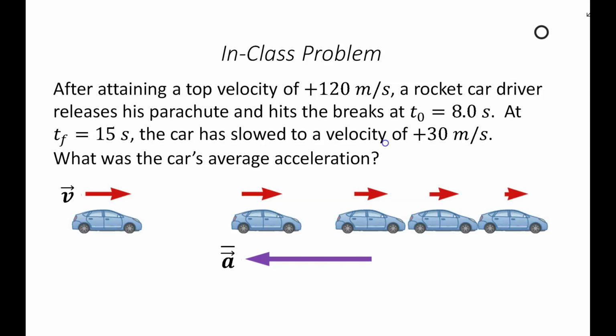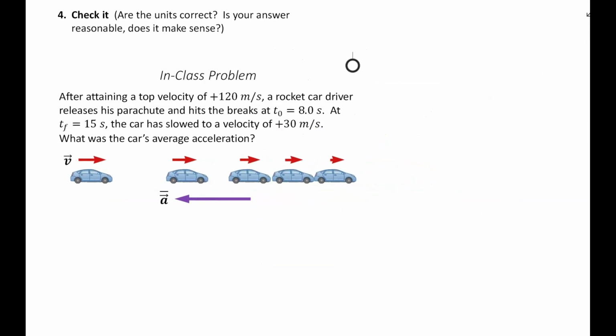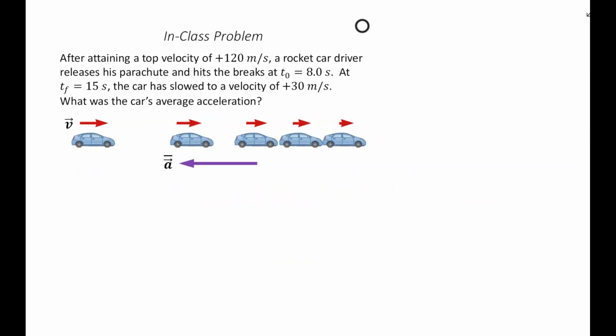Well, in this problem, it kind of tells us what we're looking to solve for, right in the last question. What was the car's average acceleration? That should be a clue for you to go look up the definition of average acceleration, and this is what it is. The average acceleration is equal to the change in velocity divided by the change in time. And we've got a bunch of numbers here in the problem. Where do these belong? Well, I'm going to go ahead and draw a picture of this to help understand a little better where those numbers go.